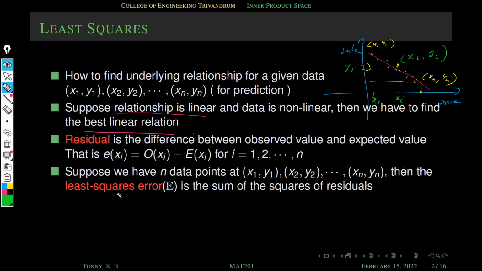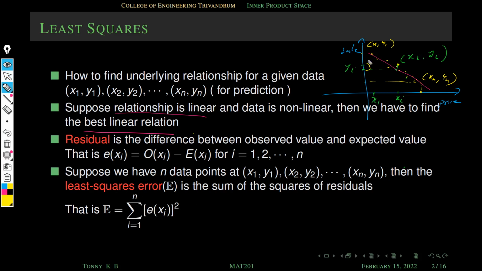We define the least square error as the sum of squares of residuals. You take the square of all the residuals, then take the sum. By taking the square, you can eliminate the net effect of the algebraic signs, otherwise the algebraic sum may be 0. That's why the least square error is equal to the sum from i equals 1 to n of e of xi whole squared.